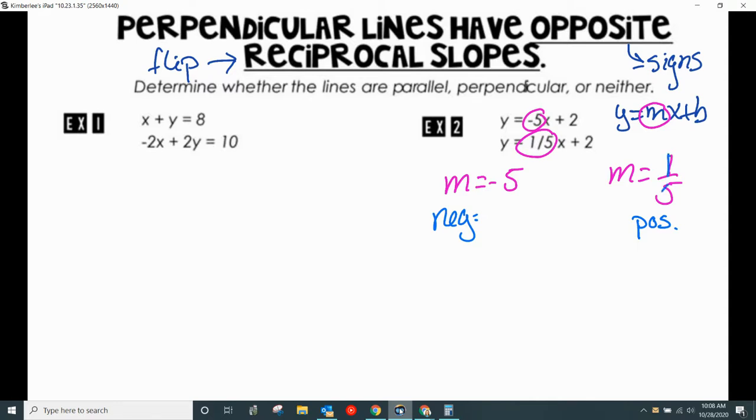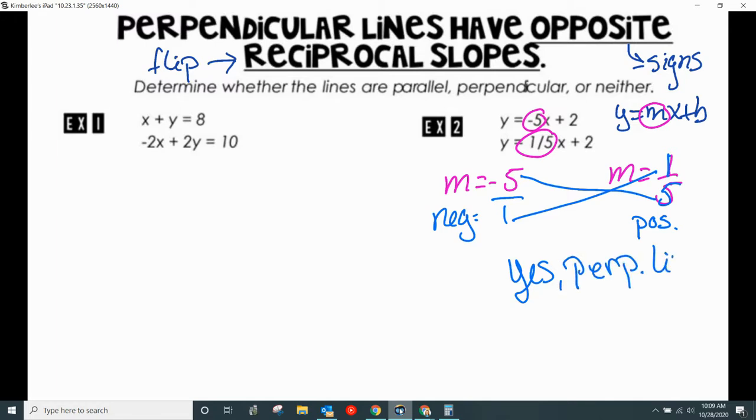Well, this is 1 over 5, but this is just 5 over on this side. But let's make it a fraction. How do I make 5 a fraction? Well, I put a 1 under it. So look, 5 over 1, 1 over 5. Those are flipped. So yes, these are perpendicular lines. Their signs are opposite. One's negative, one's positive, and those fractions are flipped. That's what makes them perpendicular.